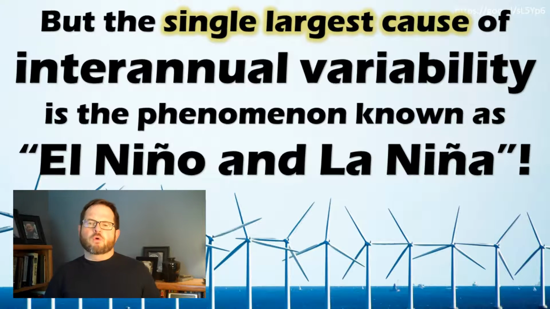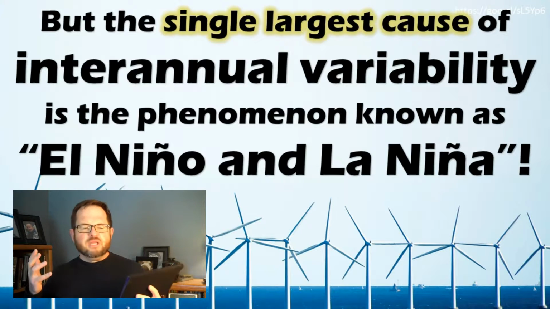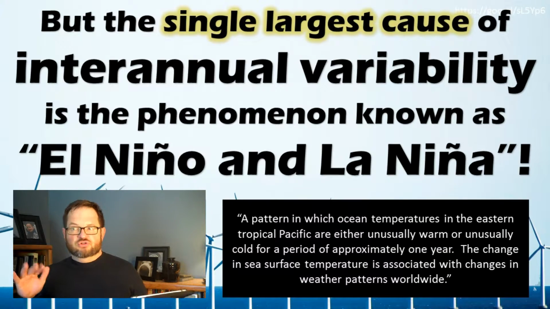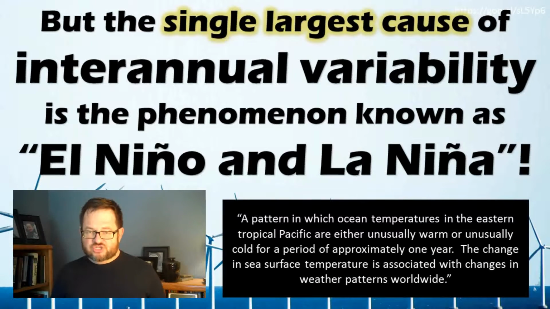But if we're looking globally, what is the biggest, most important, single largest source of interannual variability? The main reason why one year looks different than another, whether you're talking Omaha or Indiana or some other corner of the world, the number one reason is a phenomenon called El Nino and La Nina. There's not a single easy dictionary definition of this phenomenon.